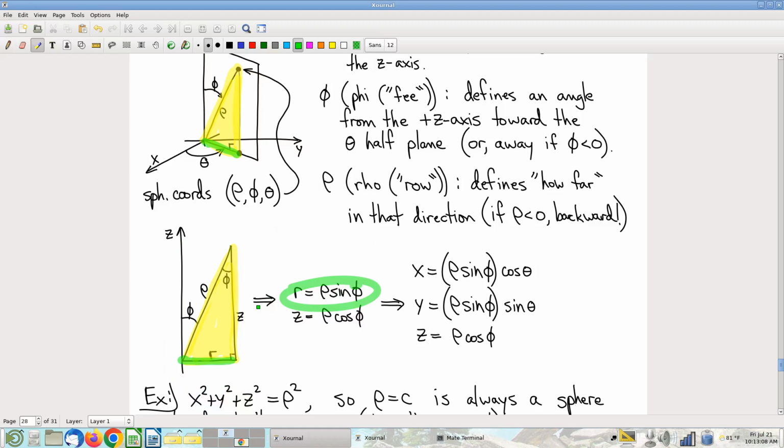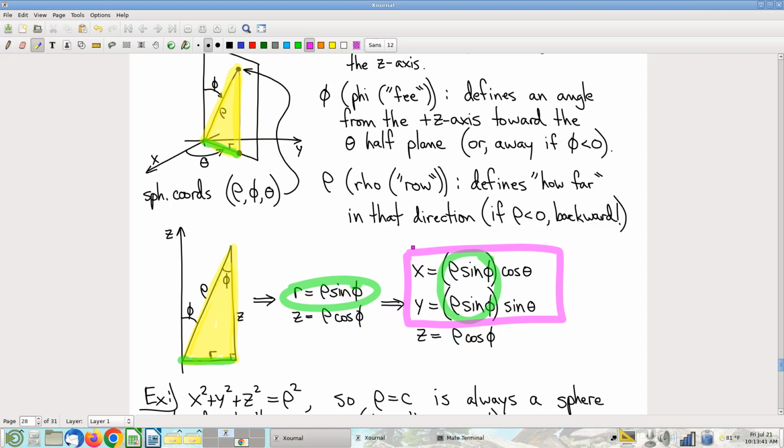Big payoff. Because we know what R is, I can plug that in and then notice that our existing formulas for X and Y, R cosine theta, R sine theta, boom, converted to spherical coordinates. I didn't have to do some complicated three-dimensional trigonometry to figure out what X and Y are. They're just right there. R cosine theta, R sine theta. Boom. It's really nice. Everybody on board?